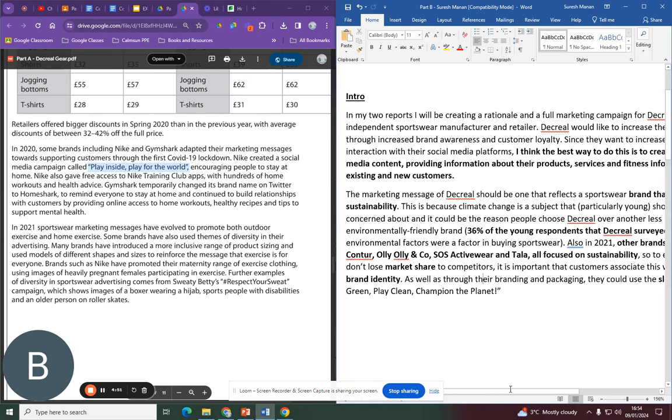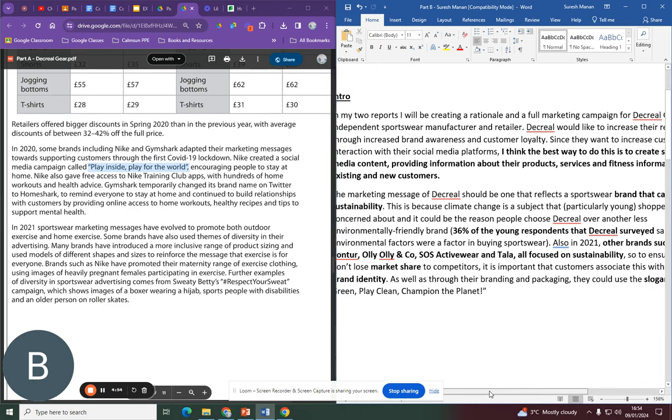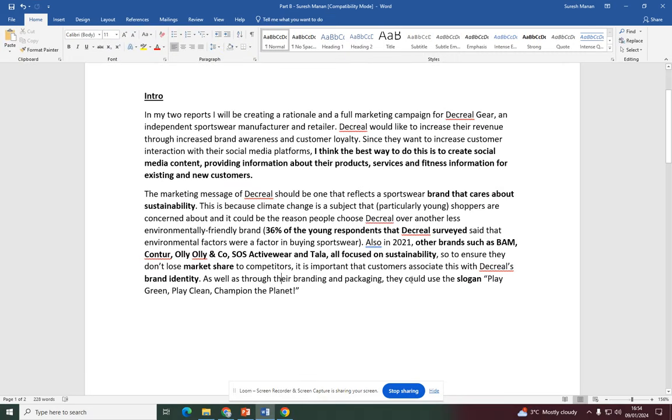Now, one final thing here is I've tied in this marketing message. I've used the words brand identity, and I've talked about market share. I guess what I could have also done is say, and I have sort of said it, that this could be the reason people choose Decreal over less environmentally friendly brands. What I could say is this could help them to increase their overall aim of increased revenue, because if people are choosing Decreal over a different brand because of their sustainability, then that should hopefully lead to greater sales.